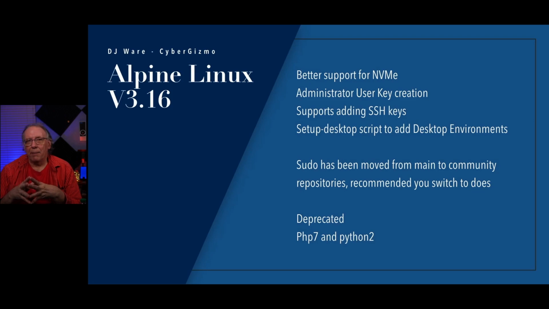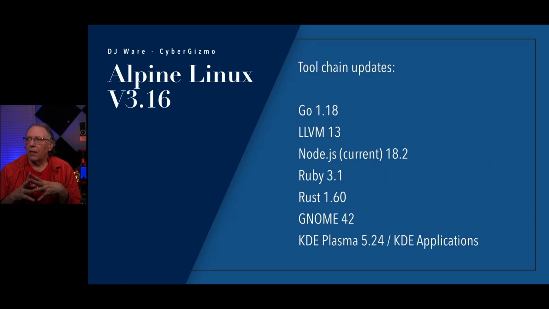Also, they've deprecated PHP 7 and Python 2, which of course are obsolete versions. As far as the toolchain updates in 3.16, Go's been upgraded to 1.18. LLVM is version 13. Node.js is current at 18.2. Now that's at the time of their release.